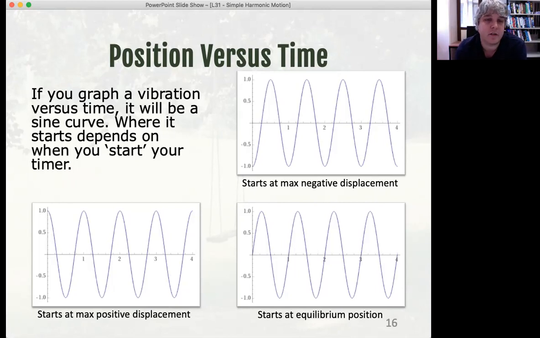And so the sine curve will start at a different position, but it will always just look like a sine curve as shown here. So in this case, in the top right image, we start at max negative displacement. 1 second later, it's back there. It's just done that whole motion. And the same for all the others. 1 second later, we end up exactly back where we started. So you can choose your time origin as well.